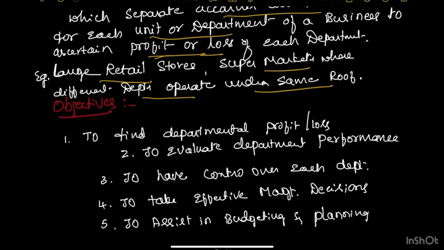Let us know the objectives of departmental accounting. The first one, to find the departmental profit or loss. The second one, to evaluate the performance of the department, to have control over the department, and to take effective management decisions. That also helps with proper budgeting and financial planning.